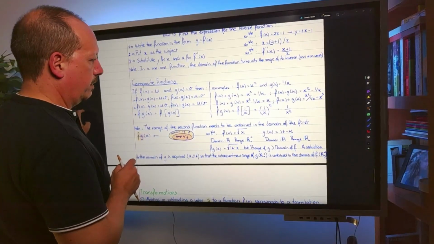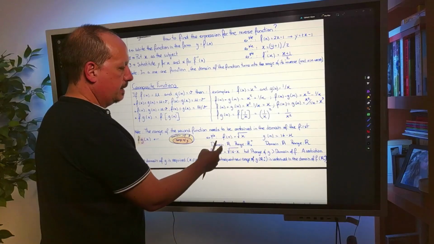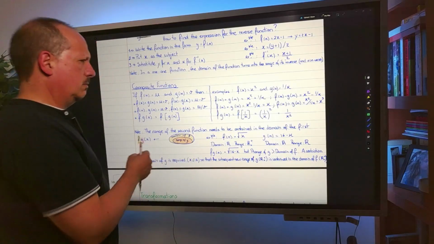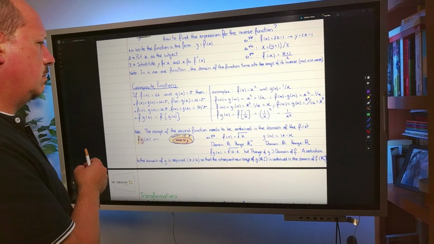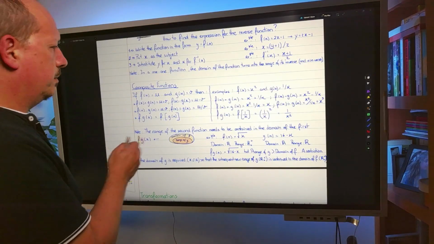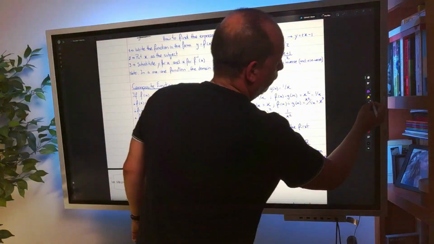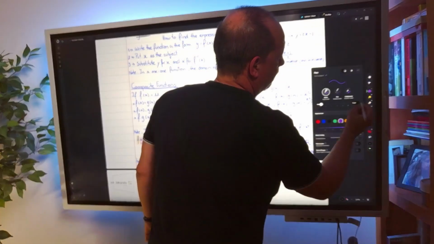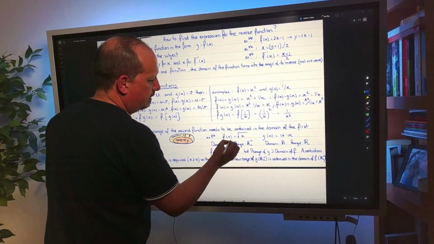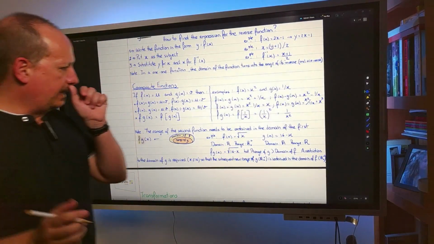The domain of this function is obviously... I made a mistake. This is plus as well. I'm going to change that now before I forget. The domain of function f is, I have to do it. I cannot do it over here. I have to do it in the computer.